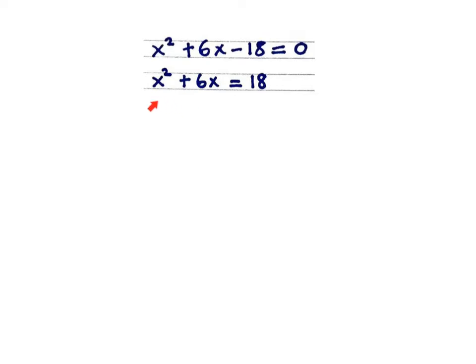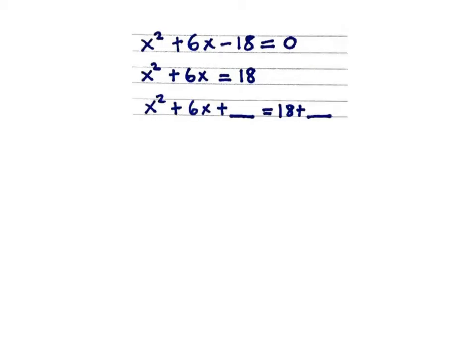The next thing to do after you have moved the 18 to the other side is to put a blank after the middle term. So put a blank there. The next step, step number 3, is to fill this blank up by taking half of this number, half of 6. So let's do that.